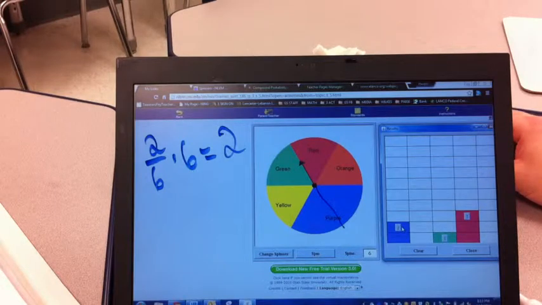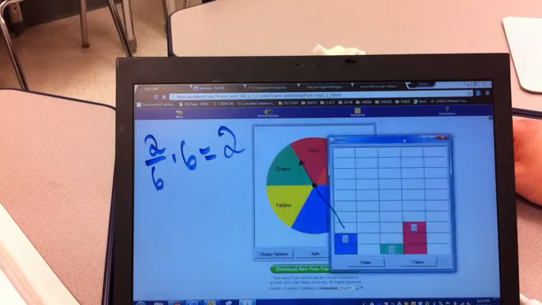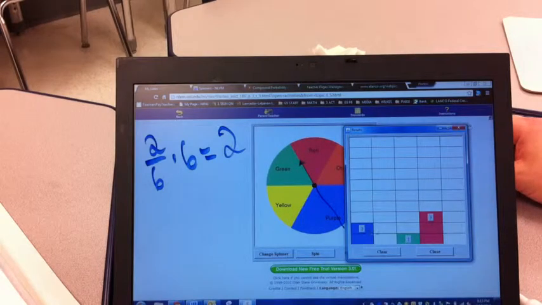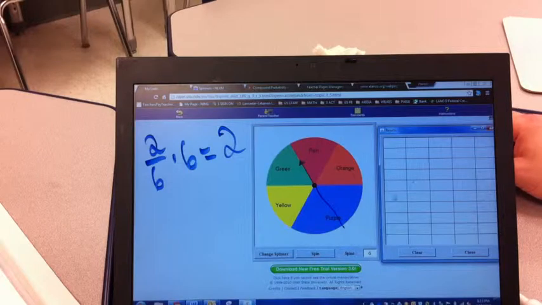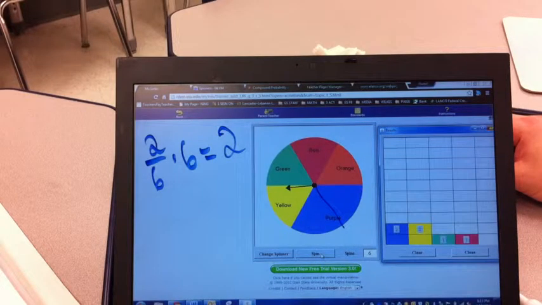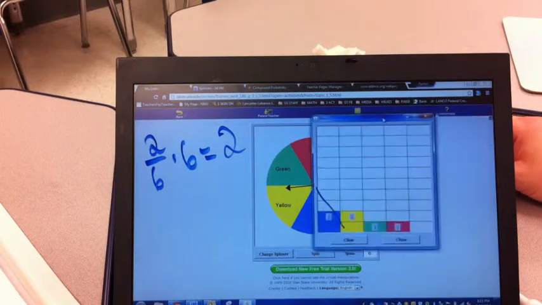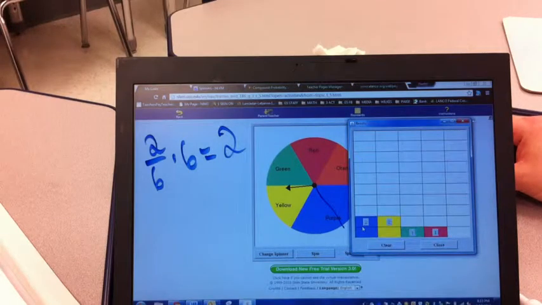If I look at my results off to the side, it did happen. I did get 2 out of 6. Will this happen every time though? A lot of you are saying, no, it's not going to happen every time. And you're right, it doesn't guarantee it's going to happen, but it should. Spin again, and I get, again, 2 purple.